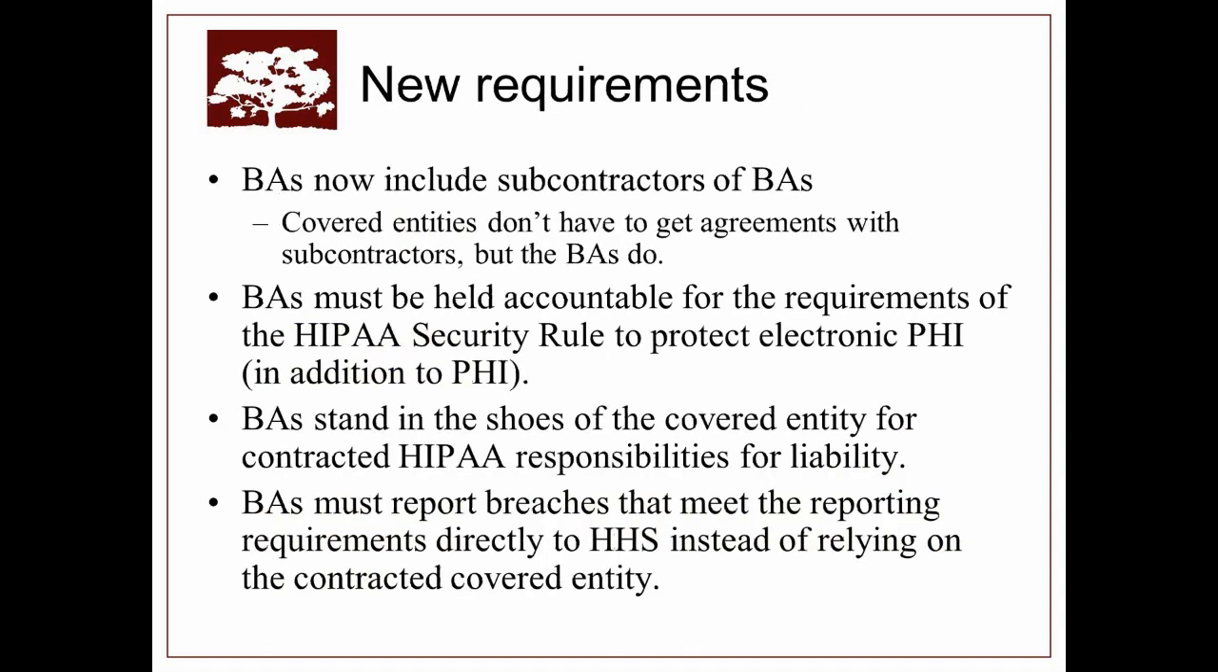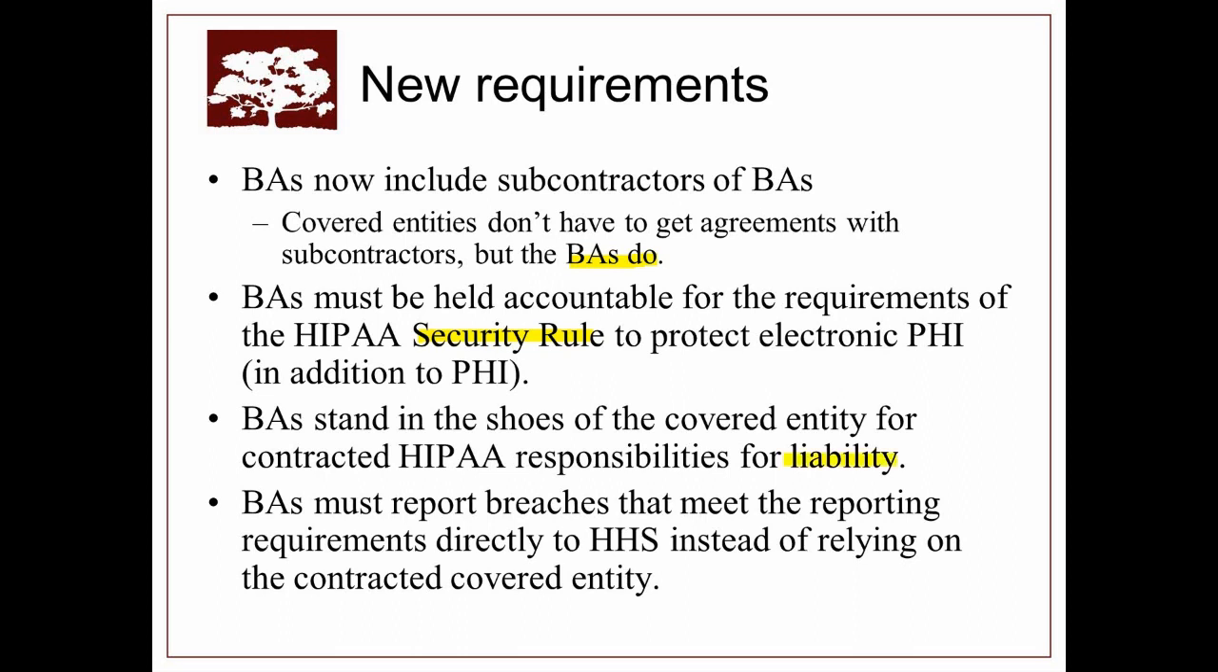So moving through this, again, I knew I'd be pressed, but let's get to this. BAs are now going to include, again, the subcontractors. It is the business associate's requirement to get those BA agreements. And all business associates are now being held accountable for the requirements under the security rule to protect electronic PHI, so they need to have firewalls and other things out there. And also they now stand in the shoes of a covered entity for liability.